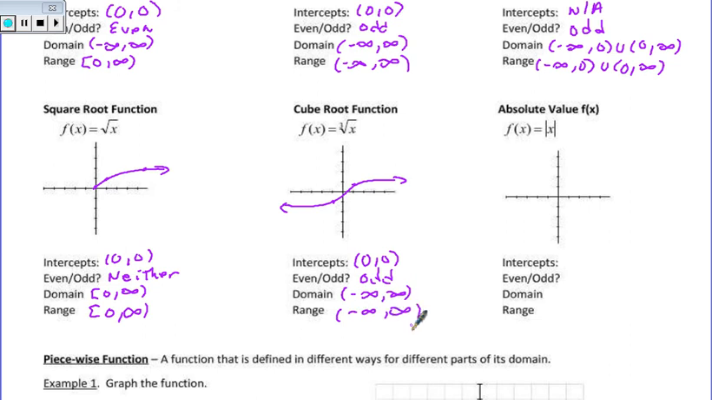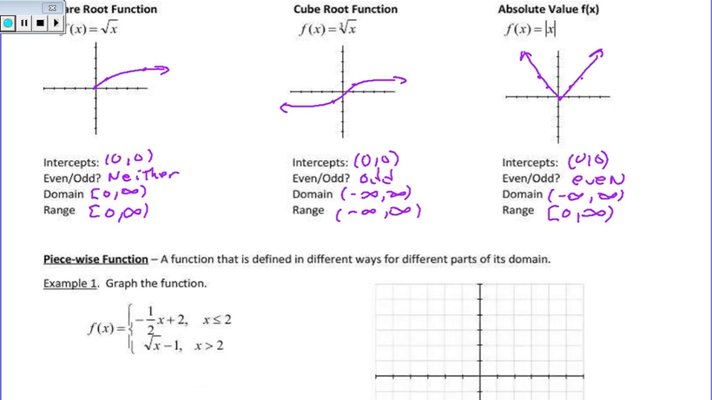The last one we have is our absolute value function, making a nice V like that. Its intercepts are 0, 0. This guy is considered even. It is symmetric to the y-axis. Domain is negative infinity to positive infinity, and our range is 0 to infinity. And the reason we're reviewing all these is that we can use them when we're doing our piecewise functions. So let's take a look at our piecewise.